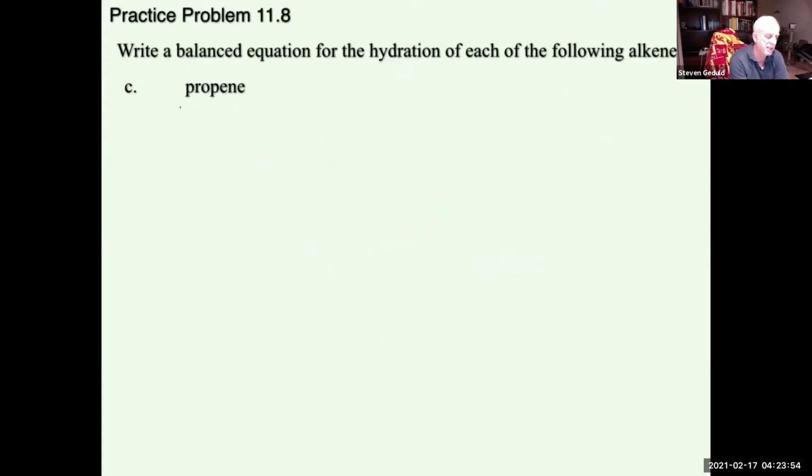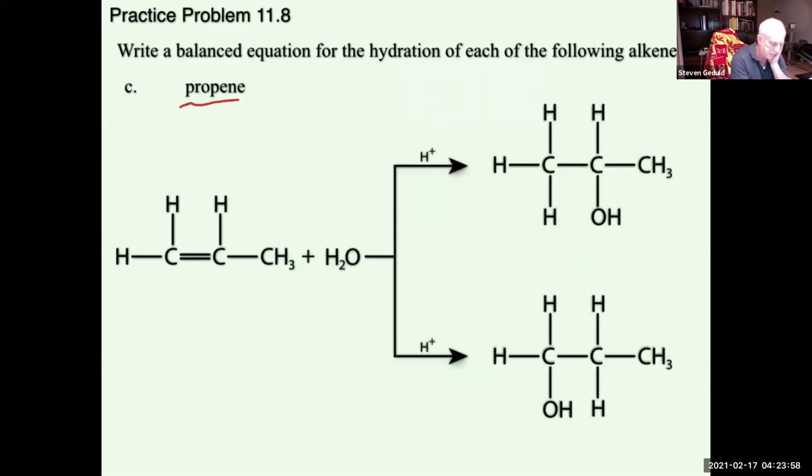Balanced equation, hydration of the following alkenes. Propene. Propene has 3 carbons, 1 double bond. So here's where you're going to attack. The carbon on the left has 2 hydrogens on it. The carbon on the right has 1 hydrogen on it. So you're going to form 2 compounds. One with the H on the left, one with the H on the right. OH on the left, OH on the right.